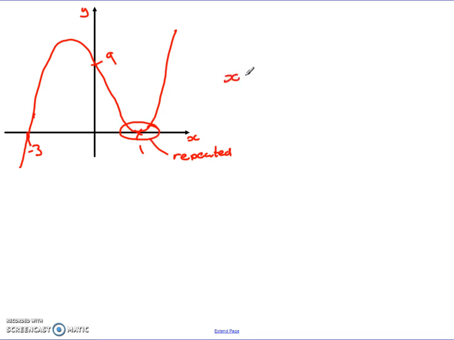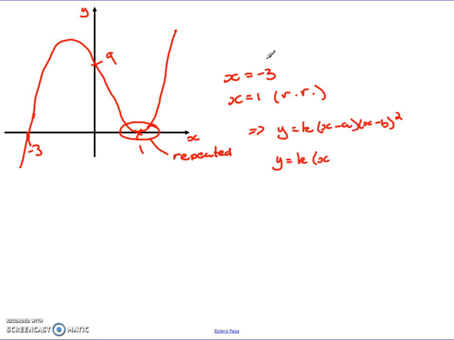So what I know from my roots is that x is equal to -3 and x is equal to 1, but that's a repeated root. I know I've got a repeated root, so my general form is going to be y equals k bracket x minus a, x minus b, but one of the brackets, let's say the x minus b, is going to be squared, and that's where the repeated root goes. So I know then that y equals k bracket x minus a, -3 becomes plus, so x plus 3, and then x minus b, 1's my repeated root, so x minus 1 squared.